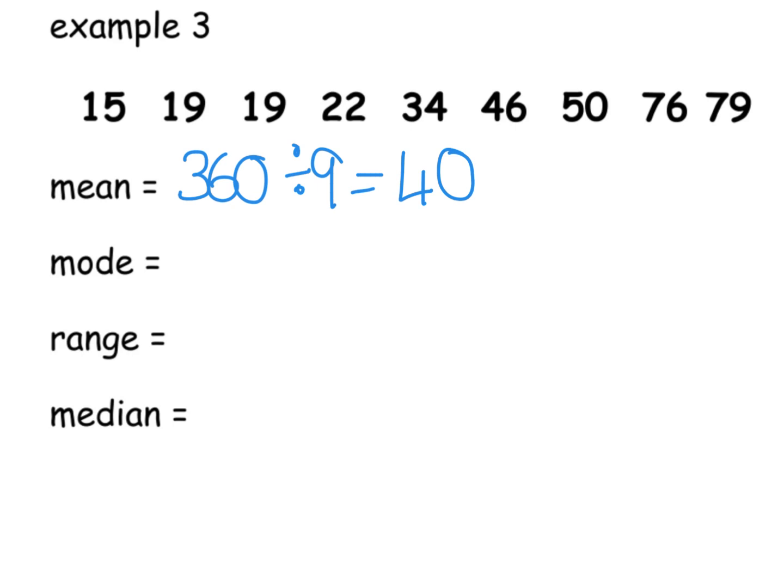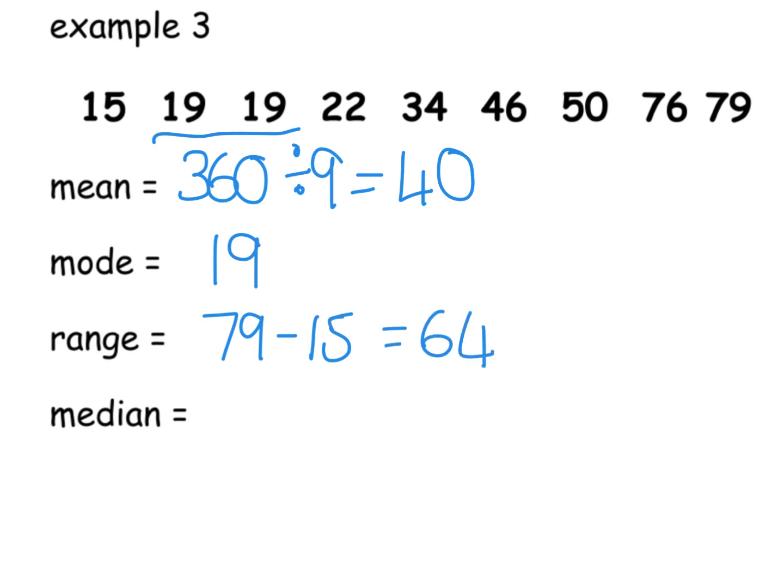The mode, which one appears the most? Well, the mode was 19. The range is 79 for the highest, take away 15 for the lowest, giving me 64. And the median, I had 9 numbers, so if you split 9 people into 2 groups, you've got 2 groups of 4 and a leftover person in the middle. So I'm going to count in 4, 1, 2, 3, 4, and I'm going to circle this one and just check there's 4 on the other side. So the median is 34. So there are my answers for that.